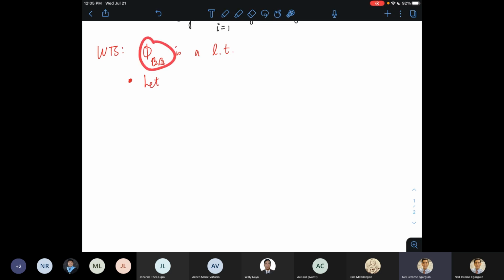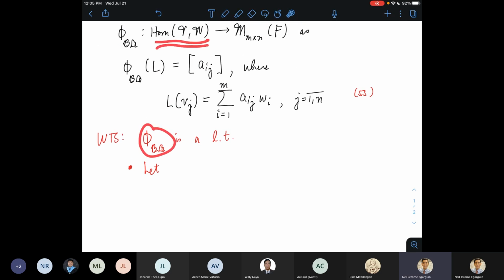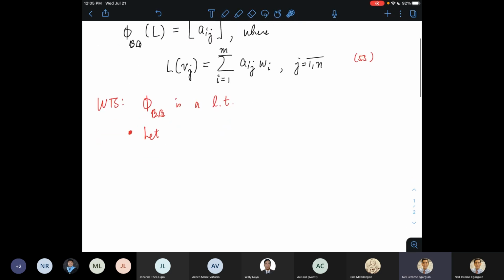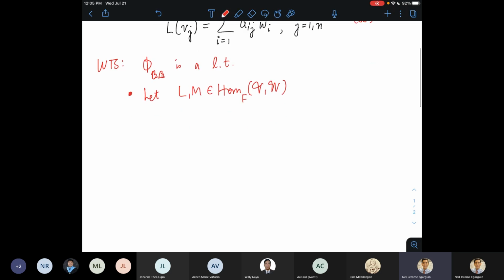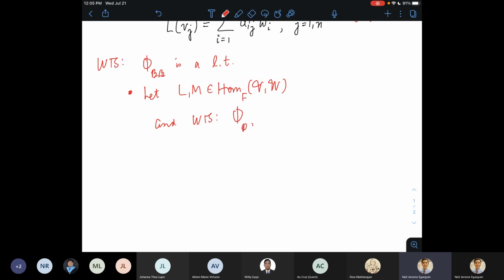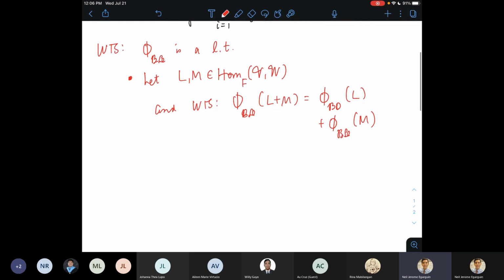two elements of the domain of phi. Phi is coming from the set of all homomorphisms. So that means I will take two linear transformations from hom VW over the field F. And we want to show that phi BD of L plus M is equal to phi BD of L plus phi BD of M. Okay. So yan yung gusto nating ipakita to show that it preserves vector addition.